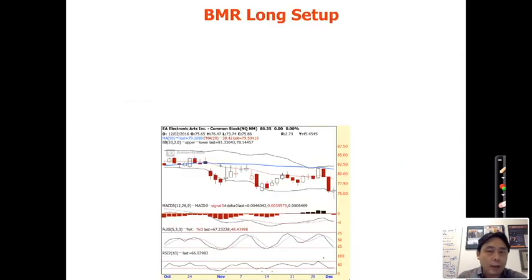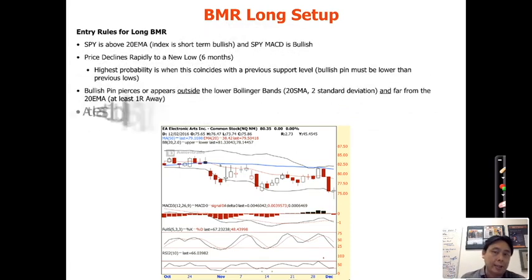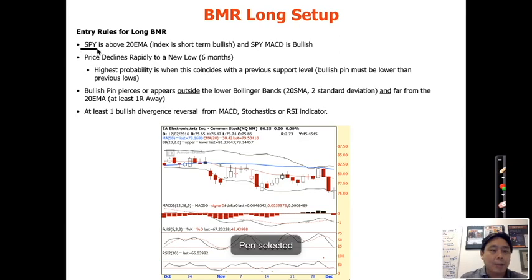So now let's take a look at specific entry rules when going long for the BMR setup. These are the specific entry rules that have to be followed precisely. The first thing is look at the S&P 500 or the SPY. Okay, so the first condition is that the SPY or the S&P 500 has to be above the 20 exponential moving average. This tells us that the overall market is bullish.